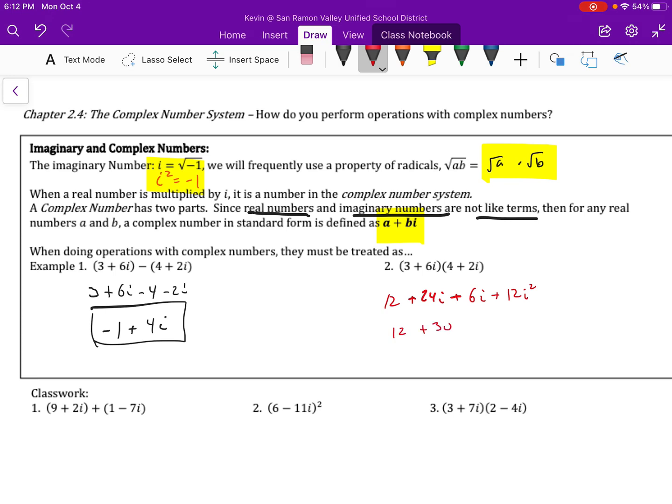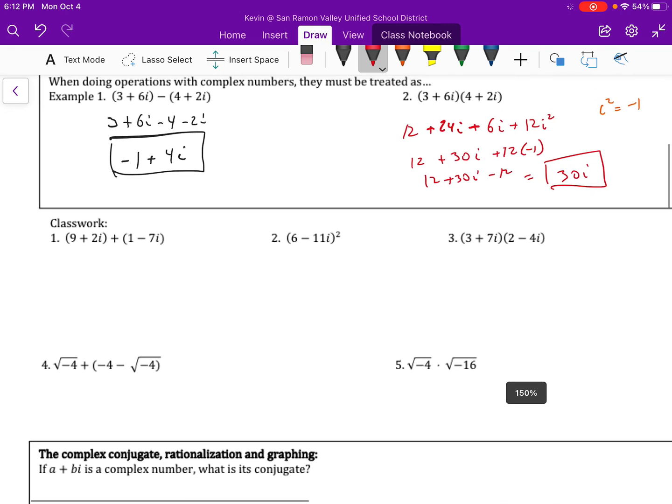So 24i plus 6i is going to be 30i. And then since we said i squared equals -1, this would then be plus 12 times -1. This gives us 12 plus 30i minus 12. 12 minus 12 is 0, so this just leaves us with 30i as our solution.